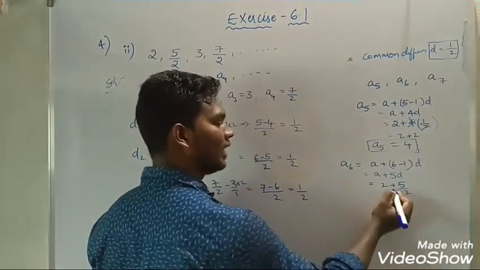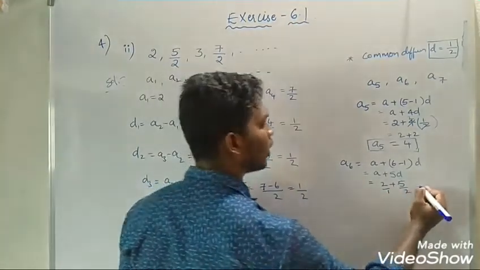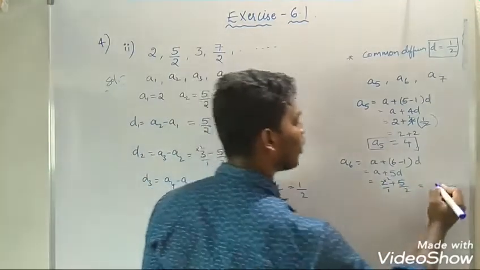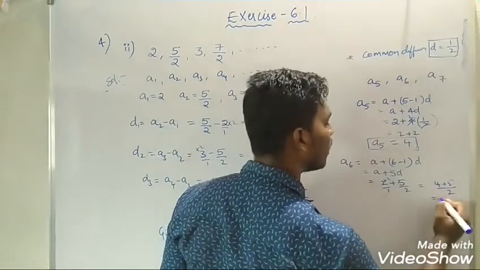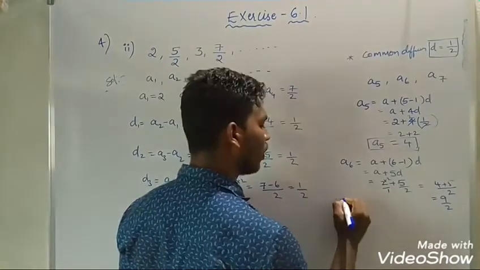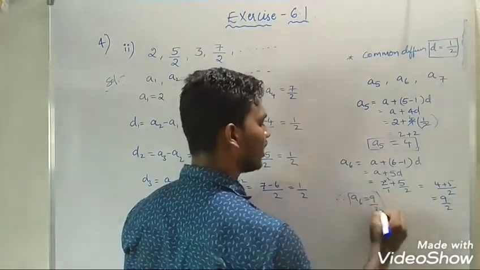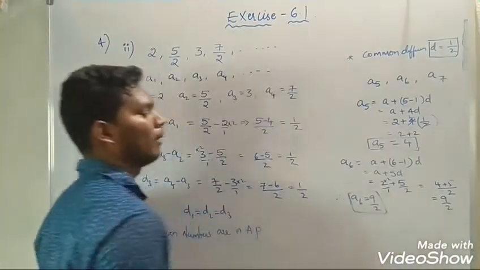5 by 2. So if nothing is there, the LCM is 1. So 1 comma 2, LCM is 2. So 1 table 2 times 2, 2 2s are 4, right? So 4 plus 5 will be 9 by 2. Therefore, the 6th term is equal to 9 by 2. Okay friends? 6th term is equal to 9 by 2.